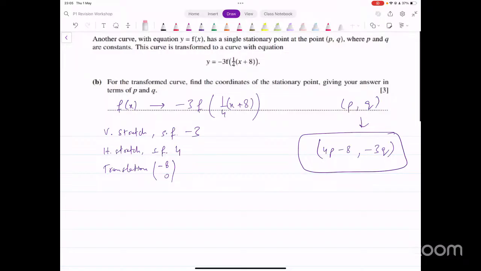Within multiple vertical transformations, you do BODMAS. Within multiple horizontal, you do the opposite of BODMAS. BODMAS is saying, because of the brackets, that you do plus 8 first, because we have those extra brackets there. But you have to do the opposite of that. So that's why you do this first.